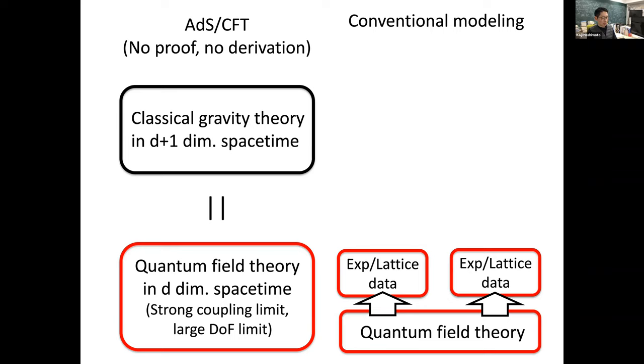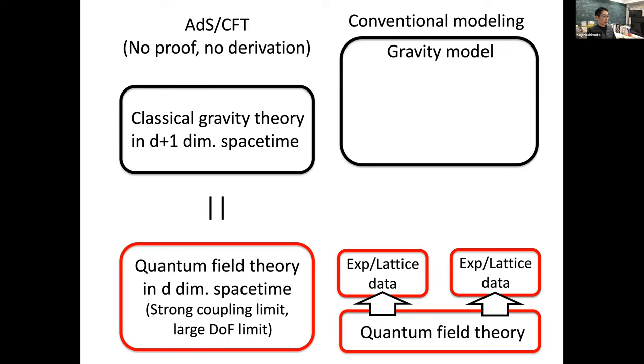On the other hand, for the conventional modeling, you need to prepare a gravity model. A gravity model means a gravity action. So it's Einstein-Hilbert plus maybe a cosmological constant, plus some matter sectors and some interactions. It has a lot of parameters, but anyway, you need to prepare some nice gravity action.